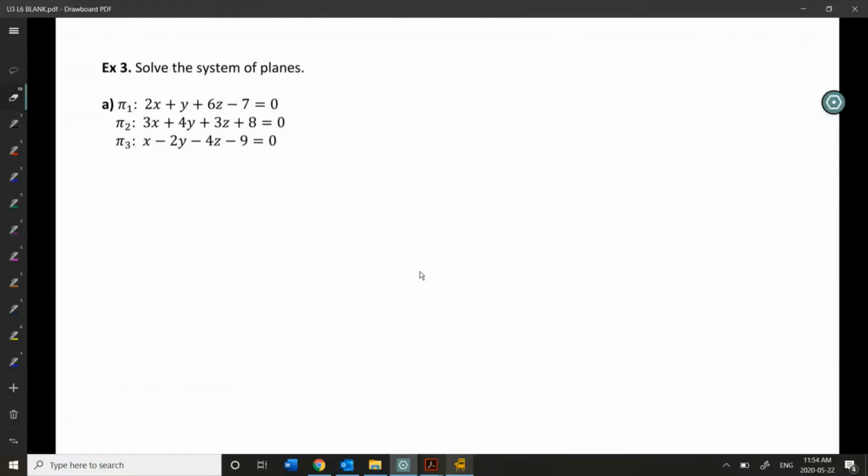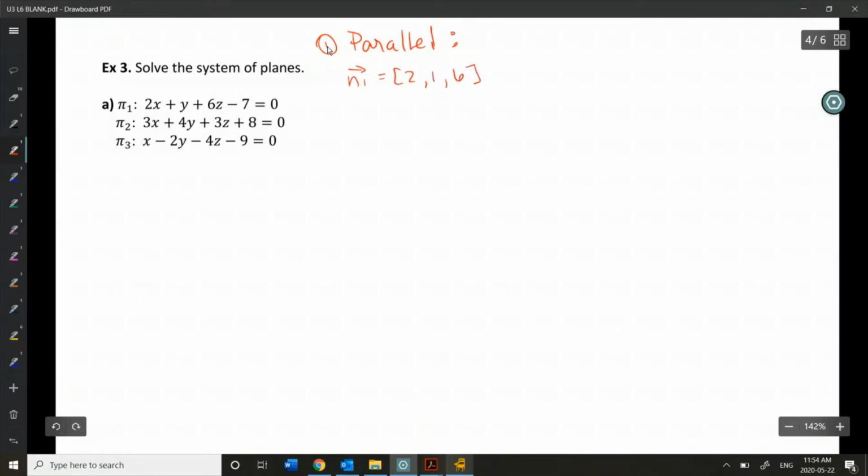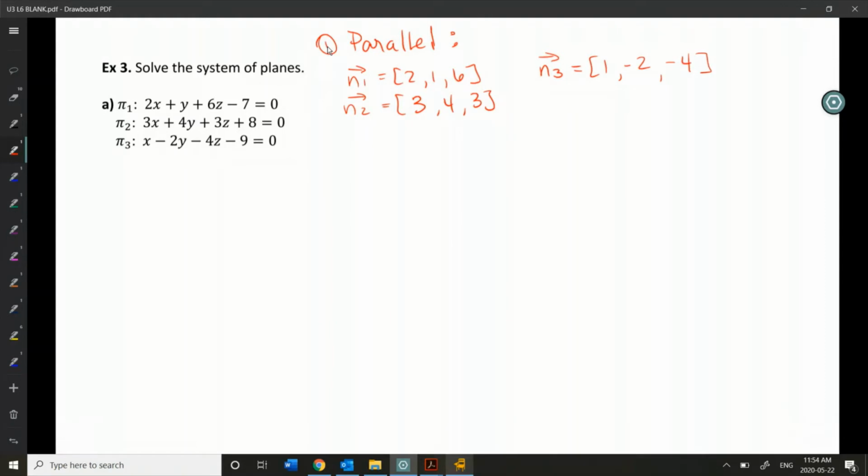So the first thing that I always want to check is, are my normals parallel? Are there any sets that are parallel? So we're just going to check for parallel planes. And I'm seeing that normal 1 is 2, 1, 6. Normal 2 is 3, 4, 3. And normal 3 is 1, -2, -4. So if I'm looking here, even just by visually taking stock of what we have, I'm seeing that none of the normals are parallel. So we have no parallel planes.